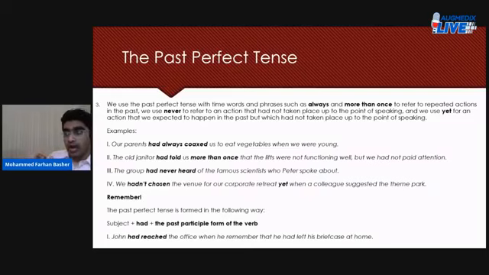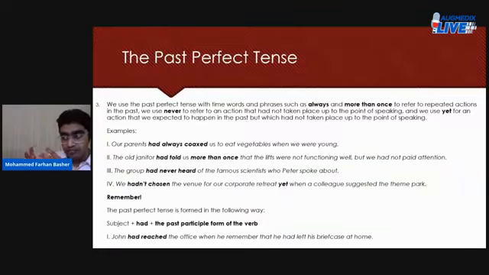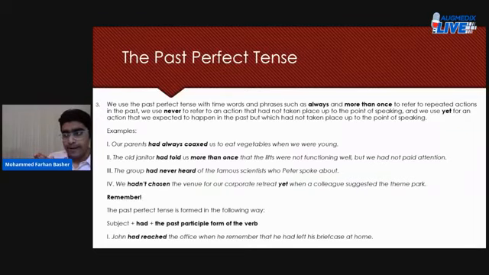Okay. The third one, however, we use never. When do we use the adverb of time never? When we want to refer to an action that had not taken place up to the point of speaking, up to the moment to which you're referring through your speech, right? So the group had never heard of the famous scientists whom Peter spoke about. All right.